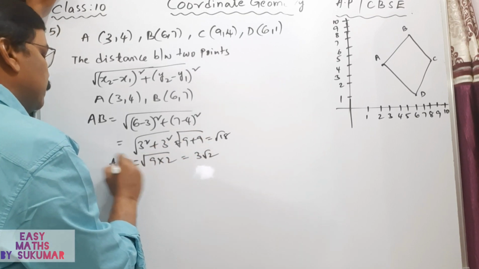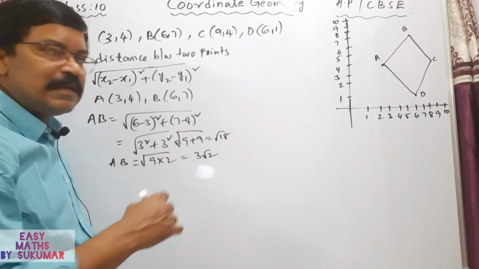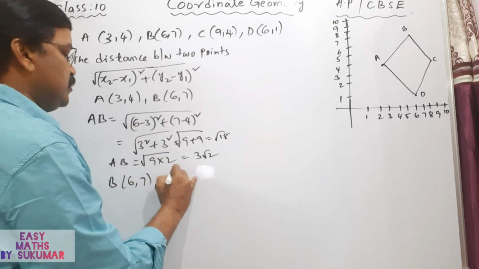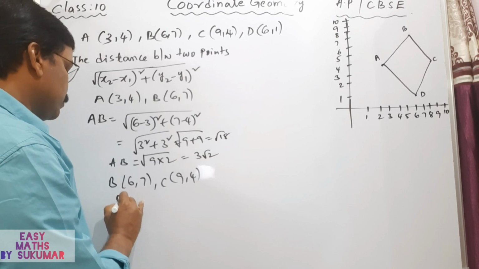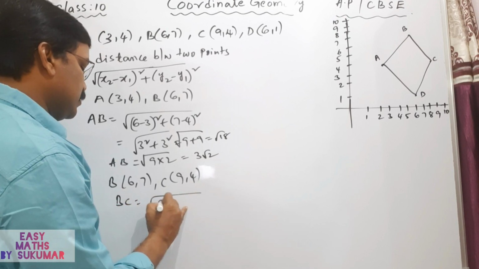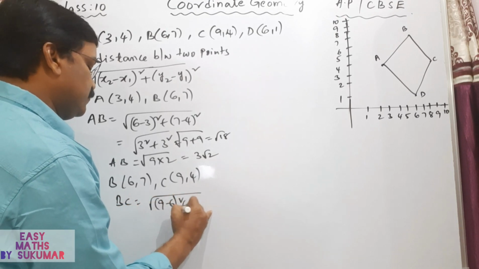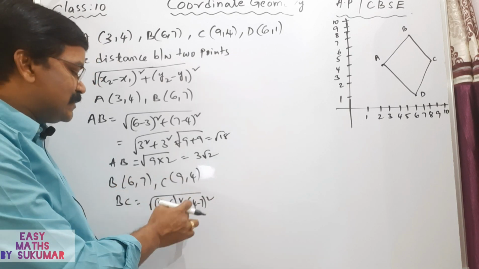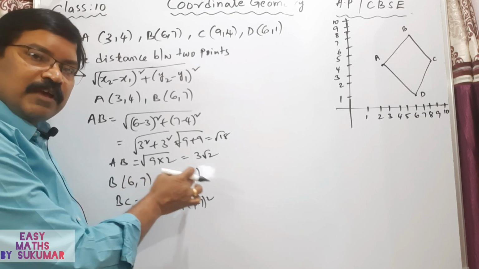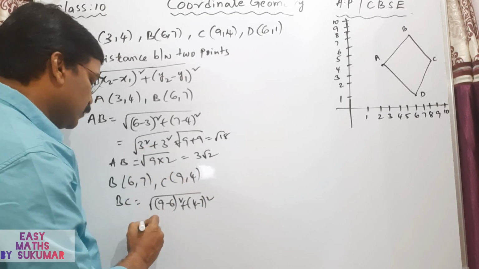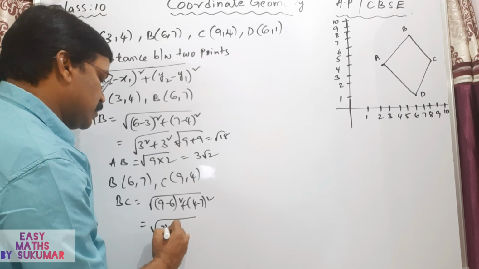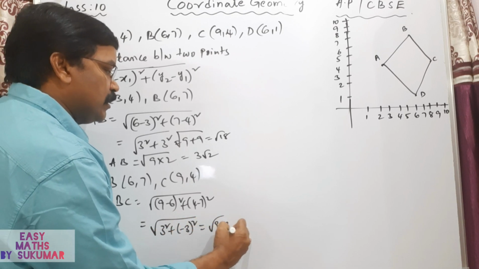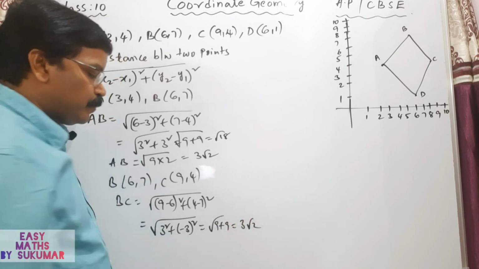This is AB. Okay. Let us find the distance between B and C. That means BC. What is B here? 6, 7 and C is 9, 4. So BC is equal to root of (9 minus 6) whole square plus (4 minus 7) whole square. That is x2 minus x1 plus y2 minus y1, where y2 is 4 and y1 is 7. So this is equal to 3 square plus (minus 3) whole square. So again 9 plus 9, this is also 3 root 2.